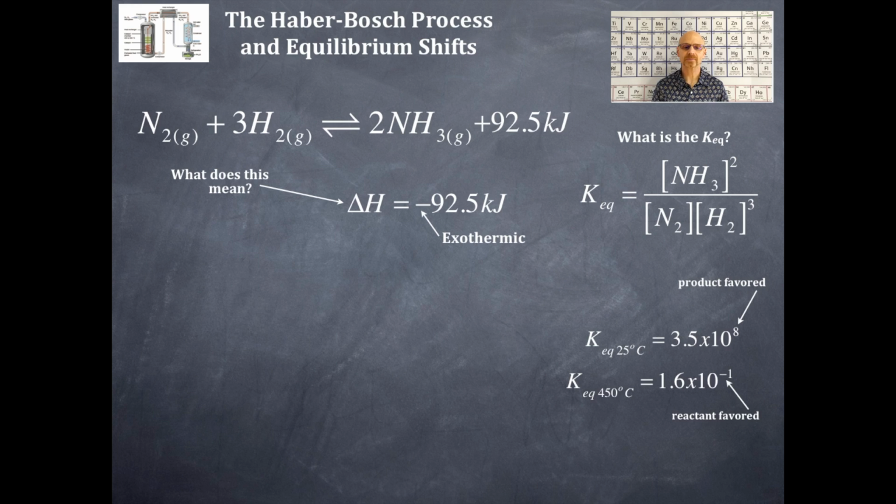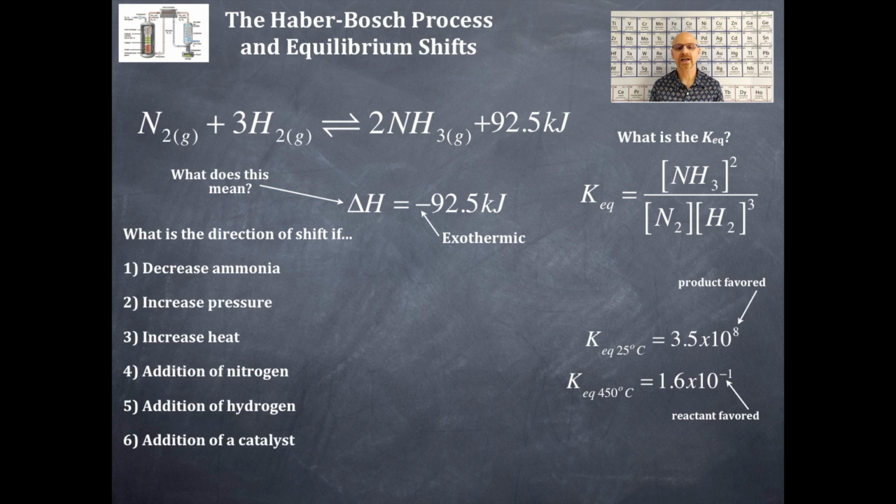Okay, so what is the direction of shift if the following cases occur? I'm going to do these individually. Number one, if I decrease the ammonia. I'm going to find ammonia in my reaction here, and here's the ammonia. I'm going to decrease it. Which way will it shift, to the right or to the left, towards reactants or products? It is going to shift towards the right, because if I decrease it and remove it, it will shift to the right, towards products.